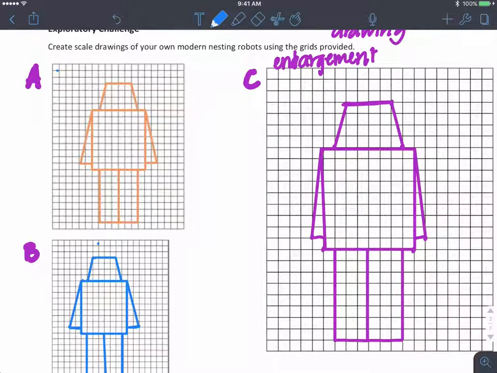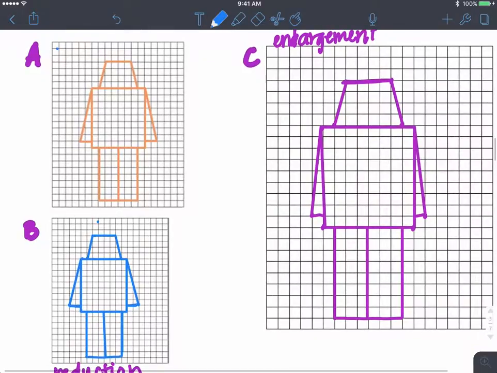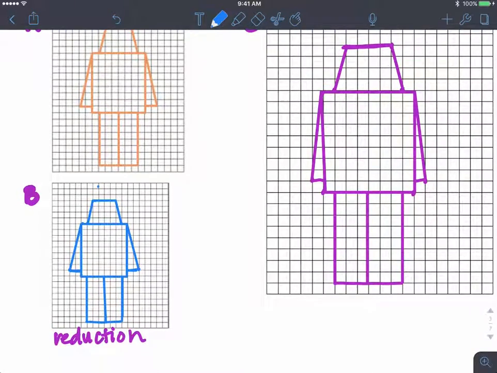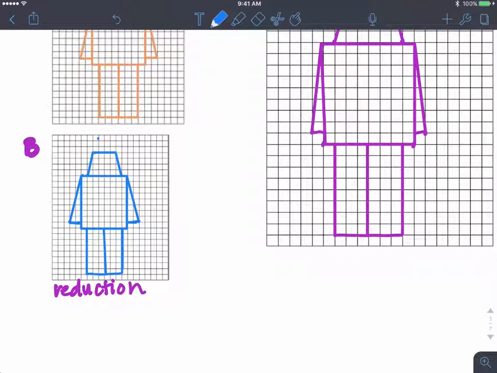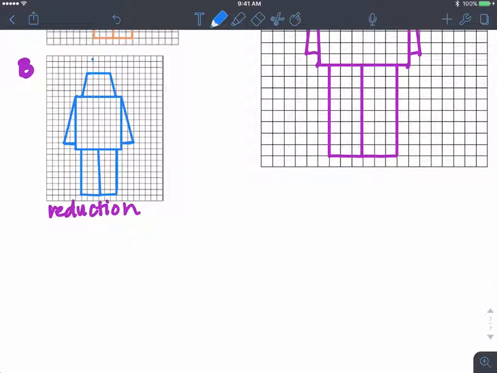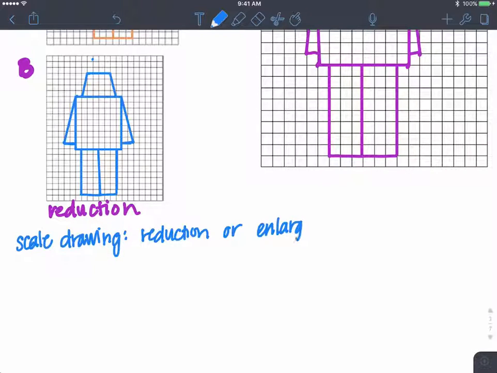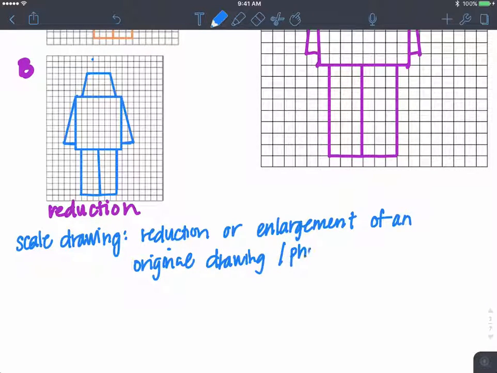So yesterday we completed this robot drawing. And I just wanted to review with you what a scale drawing is. Alright, so when we have a scale drawing, it's a reduction or enlargement of an original drawing or photo.